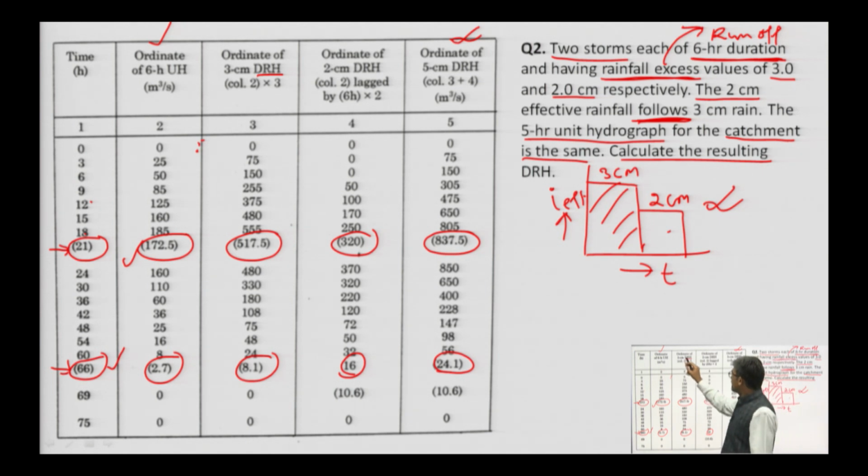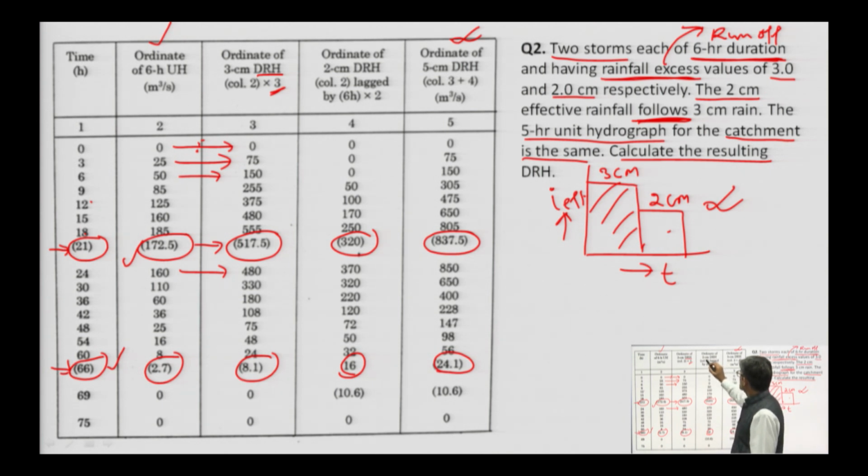So, first precipitation will be for 3 centimeter and then 2 centimeter. The 3 centimeter DRH will be calculated by simply multiplying the effective rainfall, 3 centimeter, with the ordinates. So, 0 multiplied by 3, 0, 25 multiplied by 3, 75, 50 multiplied by 3, 150 and so on. Every ordinate has to be multiplied by 3, right.